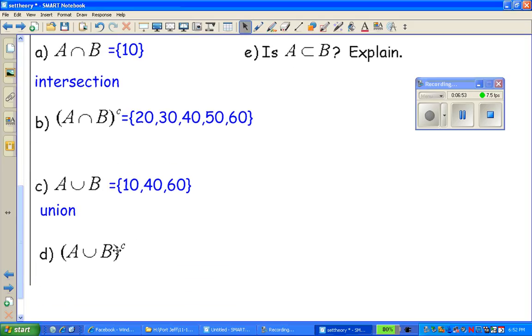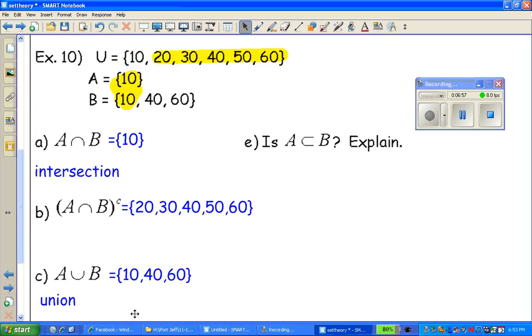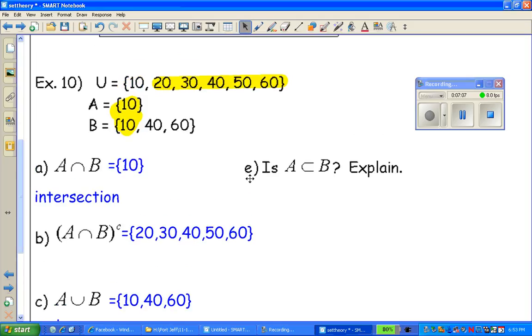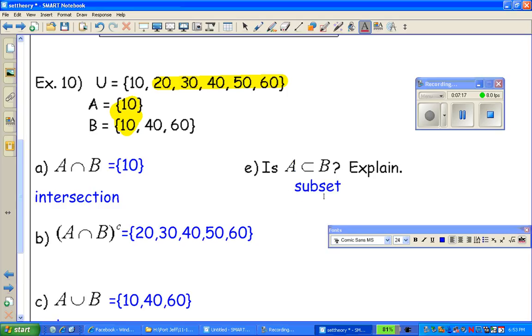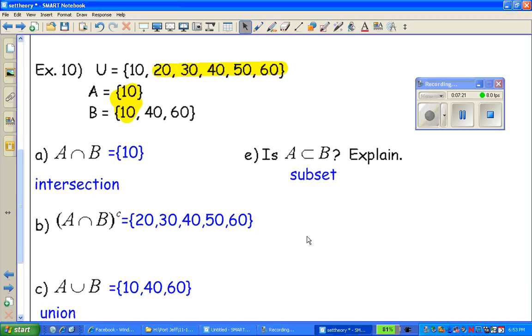The complement of the union of A and B, well, you need to look in the universal set and see which elements are not used right here. There's 3 of them. I'll give you a hint, but I'm not going to do this one. You guys are going to try and finish it, okay? And then the last part, E, remember this symbol here means subset. So it's asking, is A a subset of B? Is A a smaller group of set B? And you would explain why.